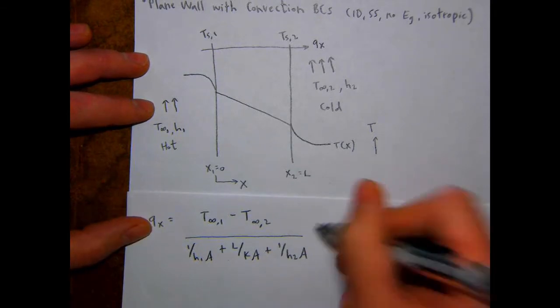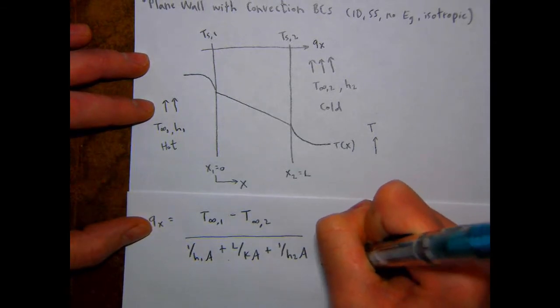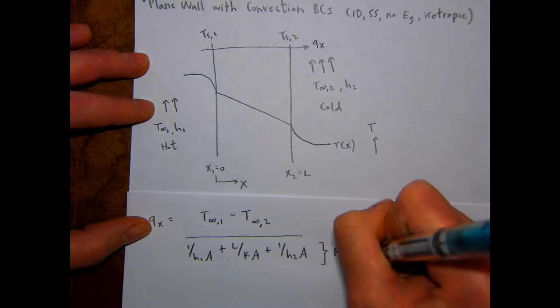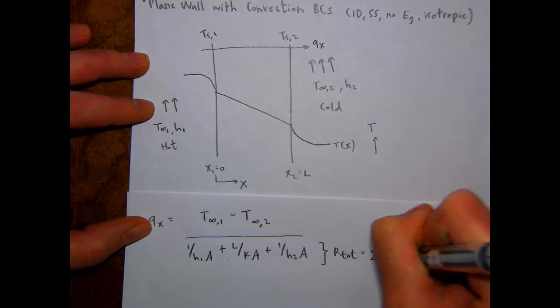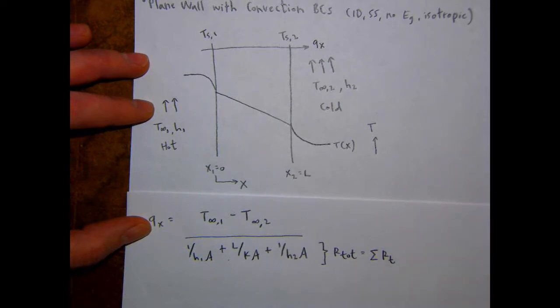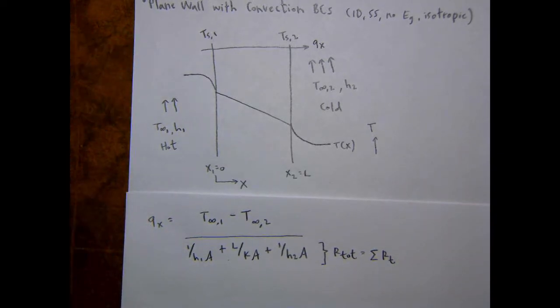So this denominator here is the total resistance, R total, and that's equal to the sum of each of the individual thermal resistances of each component. And just like when you have resistors in parallel, or sorry, resistors in series, you can add the resistances to get the total resistance. It's the same thing with thermal resistance. That's kind of the analogy there.